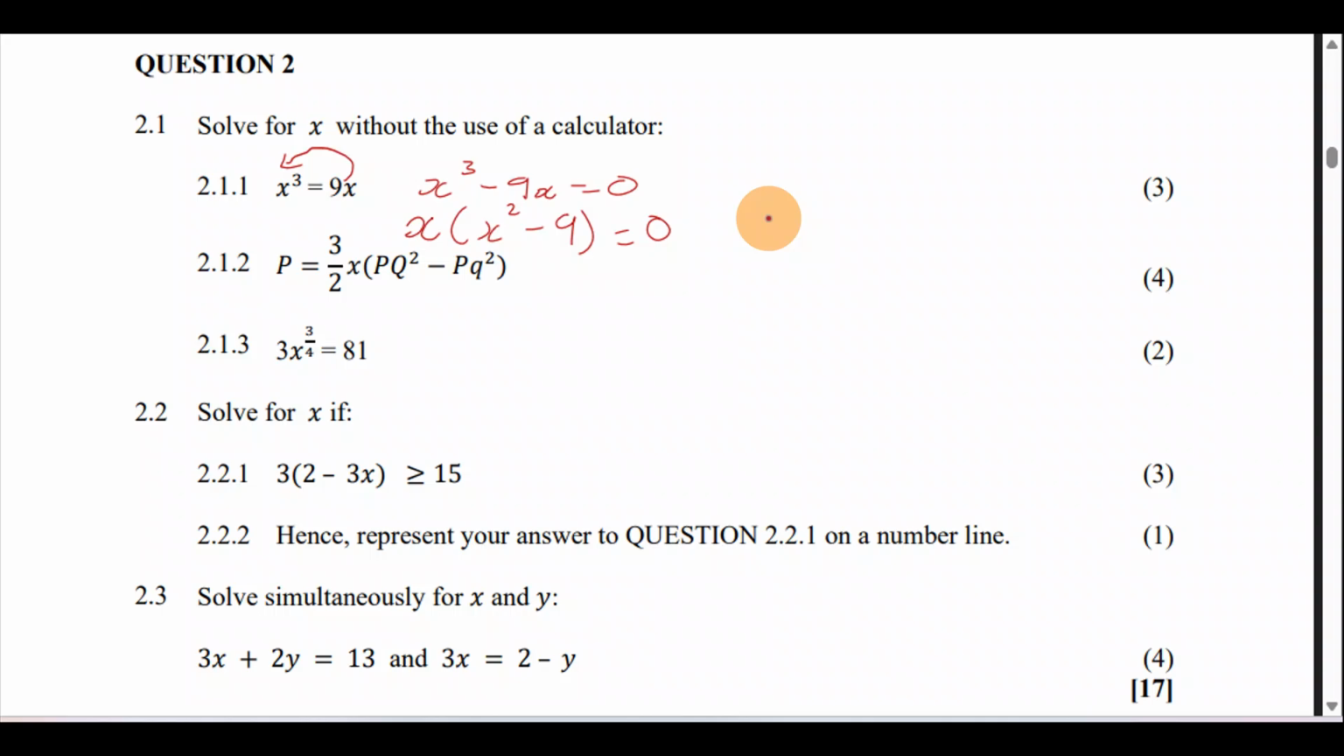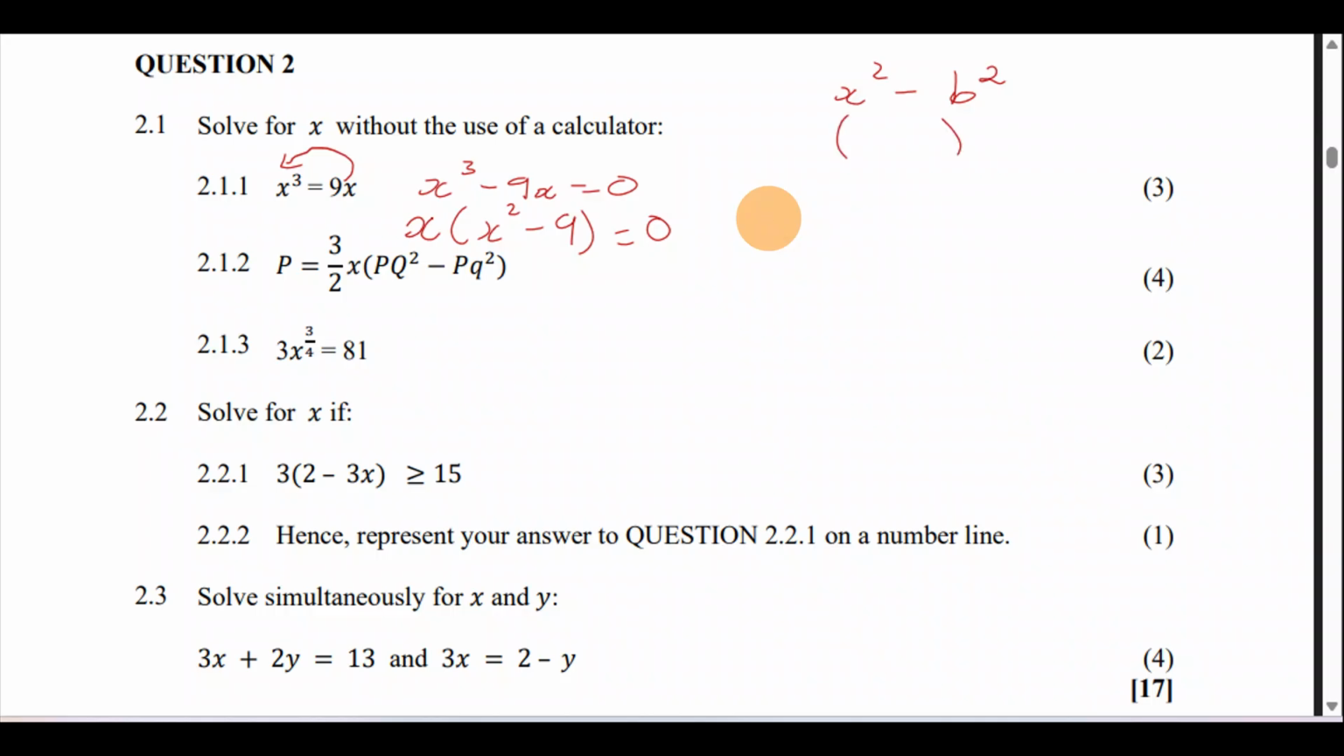Now, when you look at x squared minus 9, this is a difference of perfect squares. Remember, a difference of perfect squares is like x squared minus b squared. This only works when it's a minus. When it's a plus, it doesn't work. When it's a minus, that's when it works. So it's a difference of perfect squares.